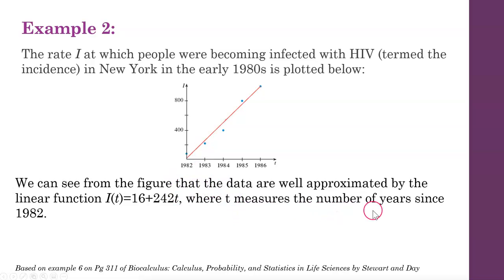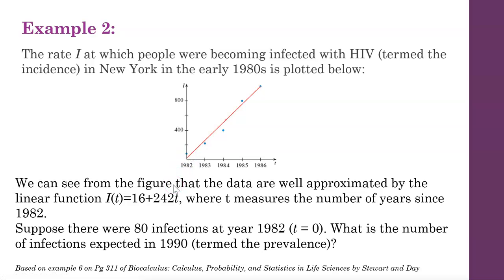And t is measuring the number of years since 1982, the first incidents that were recorded. So we're starting at 1982. Now, suppose that there were 80 infections in the year 1982. So this blue dot represents 80 people, and we start at t equals 0. So t equals 0 corresponds to 1982. That's our first reading. We want to know what's the number of infections expected in 1990, the prevalence of the virus in 1990.